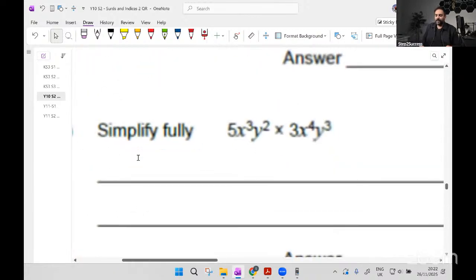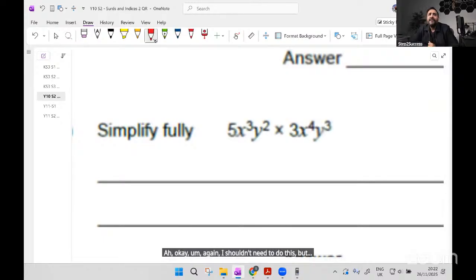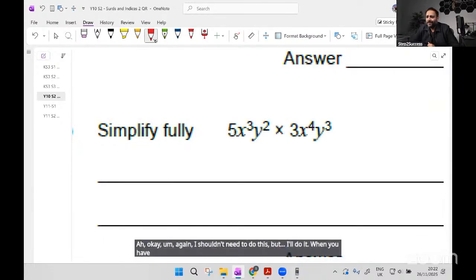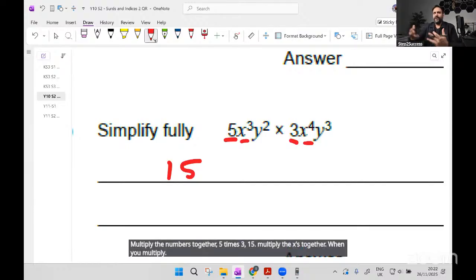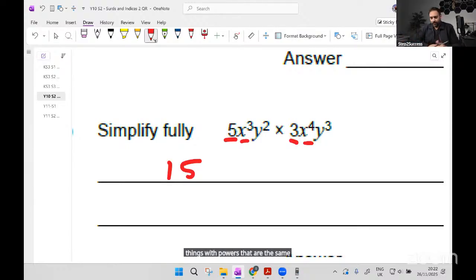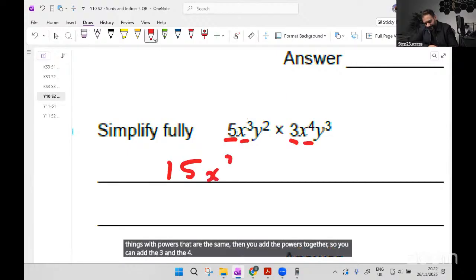Again, I shouldn't need to do this, but I'll do it. When you have questions such as this, multiply the numbers together. 5 times 3, 15. Multiply the x's together. When you multiply things with powers that are the same, you add the powers together. So you can add the 3 and the 4 to make 7.